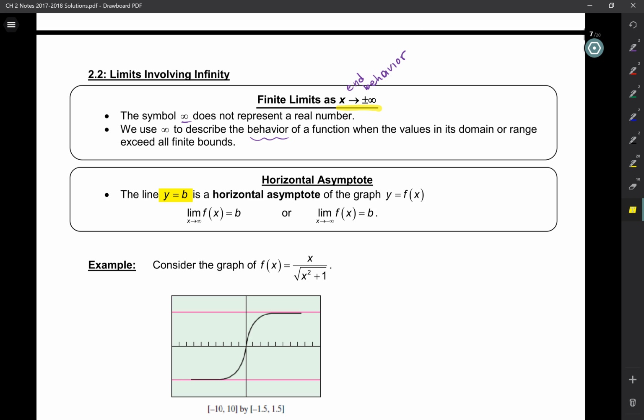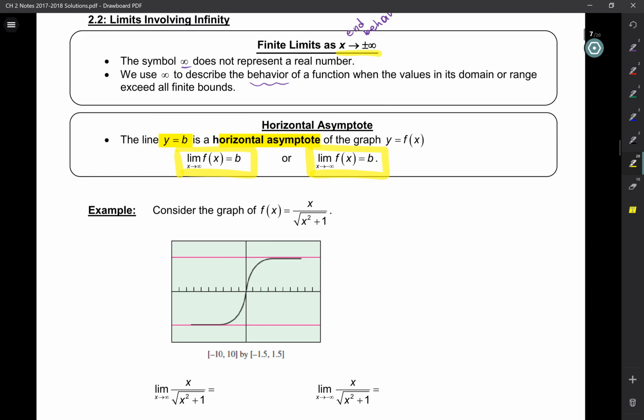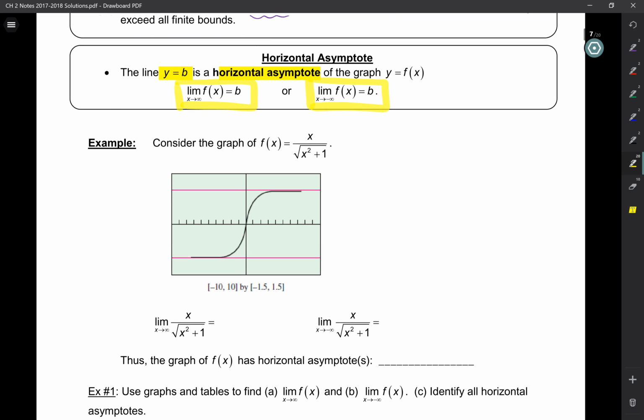So if y equals b is a horizontal asymptote of a graph, that means the limit as x approaches infinity of f of x is b, and the limit as x approaches negative infinity of f of x is b. Okay? All right, so let's just take a real example and see what on earth that means.